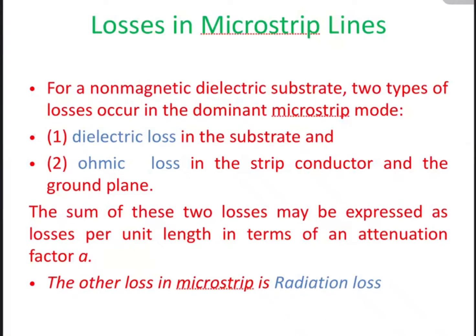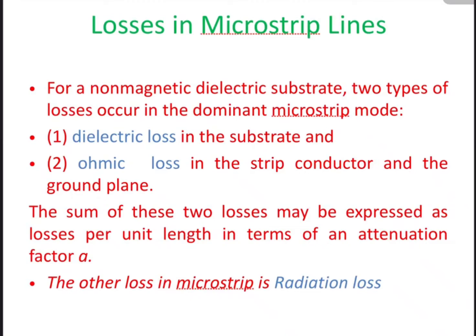Losses in strip line. In this session, you will be learning about the losses in strip line. In the earlier classes, you have come to know about the various types of strip line, that is microstrip line, parallel strip line, coplanar strip line, and shaded strip line. But the major losses occur in microstrip lines and parallel strip line.